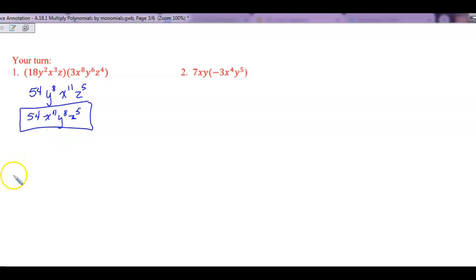Okay, 7xy times negative 3x to the 4th power y to the 5th power. 7 times negative 3 is negative 21. X times x to the 4th power is x to the 5th power. Y times y to the 5th power is y to the 6th power. Technically correct, you can leave it that way, or you can write it as negative 21 y to the 6th power times x to the 5th power.